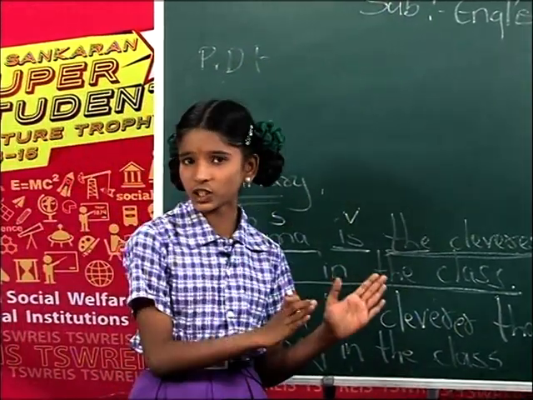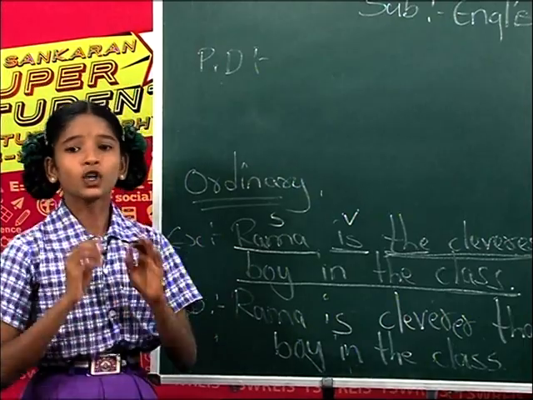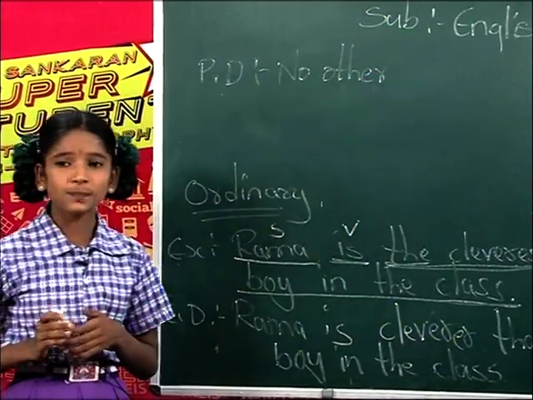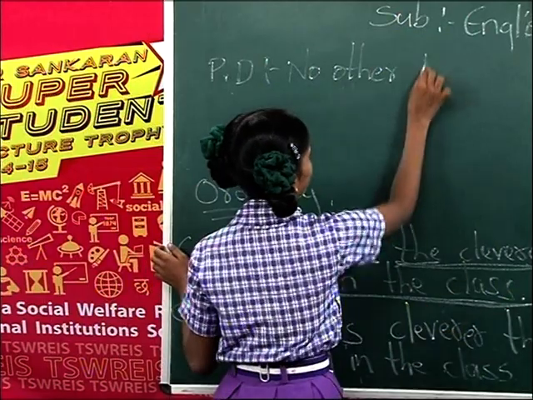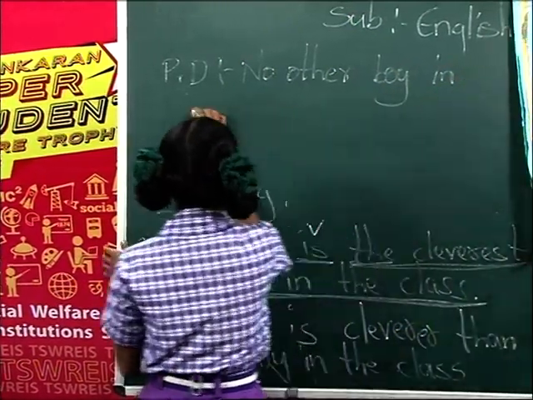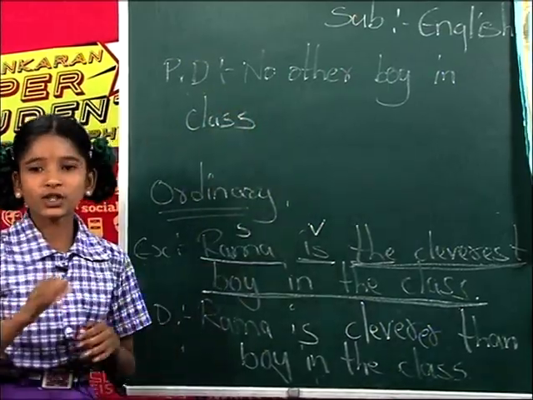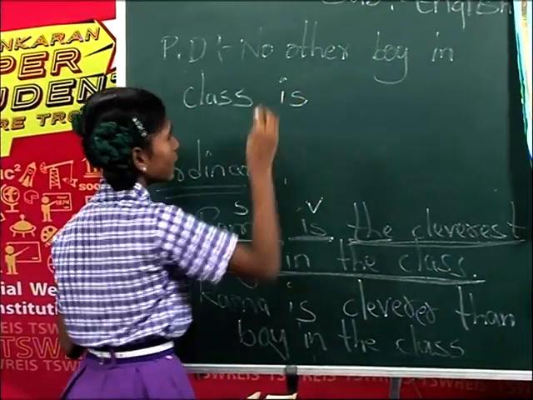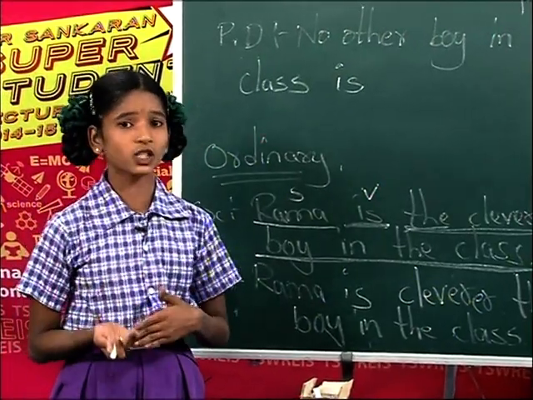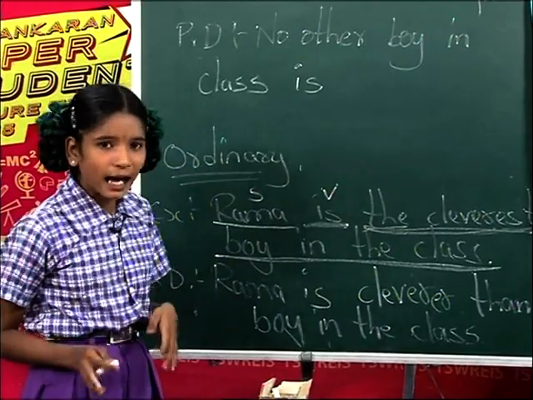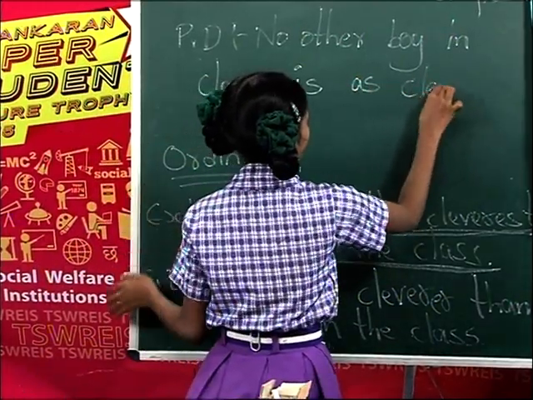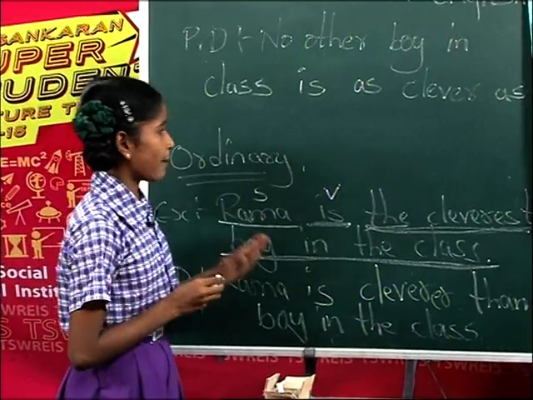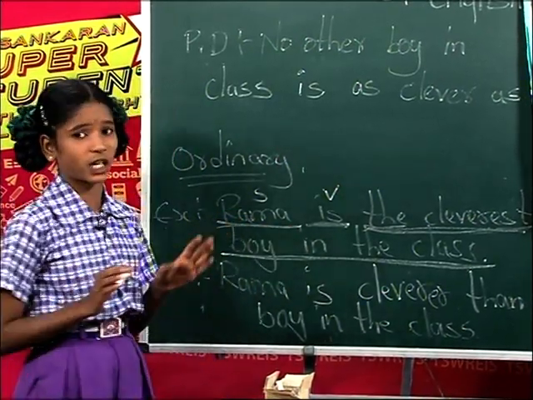While changing from superlative degree to positive degree, we should start with no other. Now, we should add the last part of the sentence, that is boy in the class. Now, we should add the verb. What is the verb, friends? Yes, is is the verb. Now, we should write the positive form. What is the positive form for the cleverest? Yes, as clever as. Lastly, we should add the subject, that is Rama.